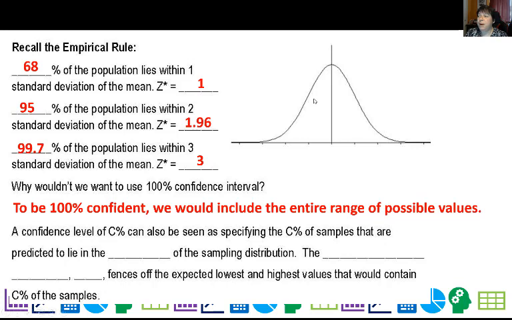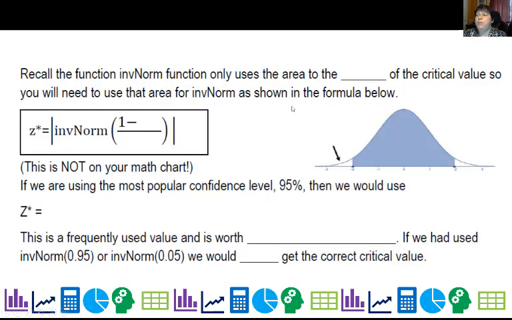Now, when we're doing a confidence level, we're looking at the middle of our normal distribution. That's where we're predicting. And the critical value, Z star, is going to fence it off on the lower end and on the upper end. So how do we find this critical value?